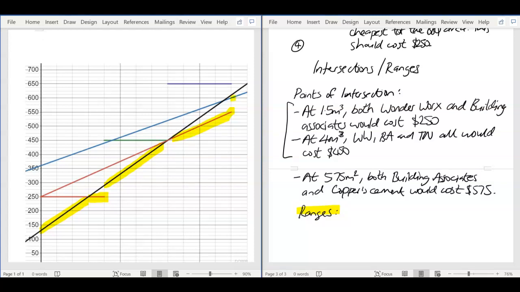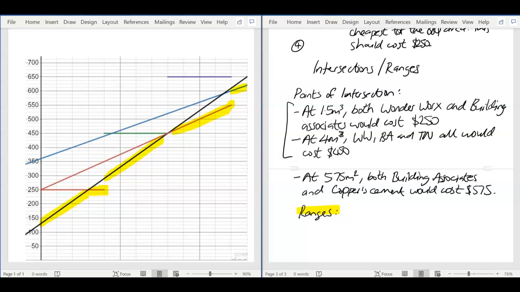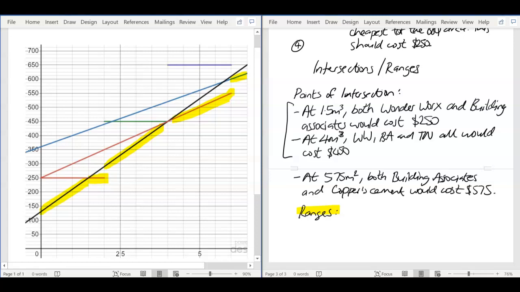And the same for the top, we now finish up along there. So those yellow lines, or those highlighting, they represent the cheapest option. It's the lowest graph as you're following along on your x-axis. And this information tells us some important stuff.